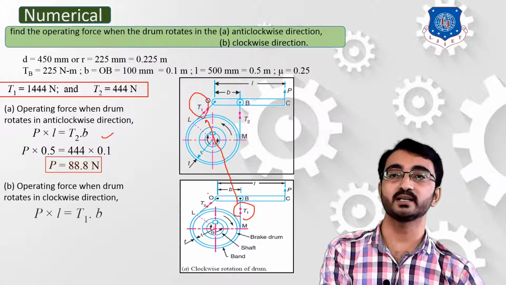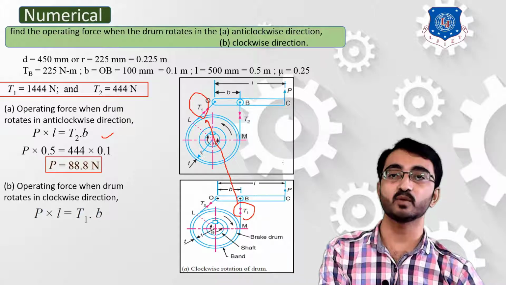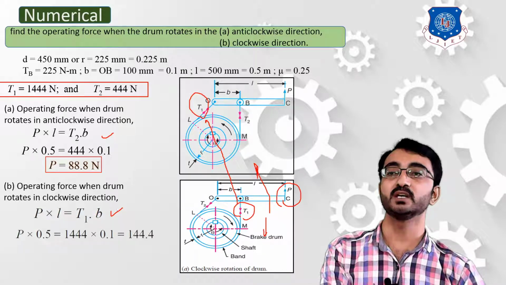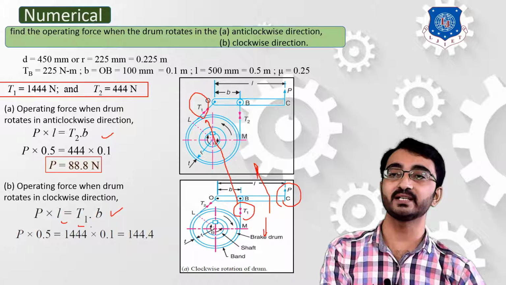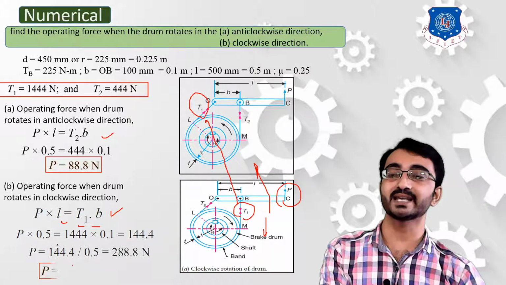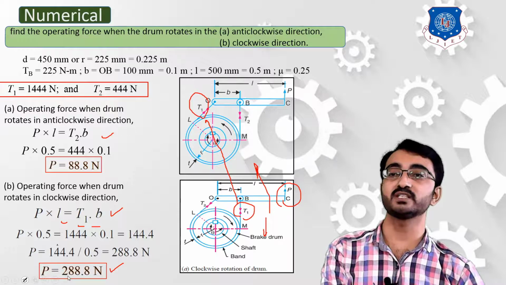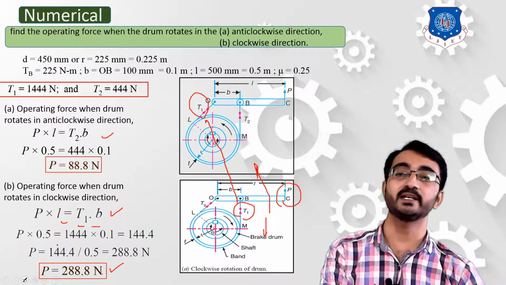From this condition, if we consider the equation of moment, now your equation of moment is P into L, which is moving in an anti-clockwise direction, and this T1 is moving in a clockwise direction, so that's why T1 into B. By putting the values of L, T1 and B, again we will get the second net external force, that is P force, which is equal to 288.8 Newton.